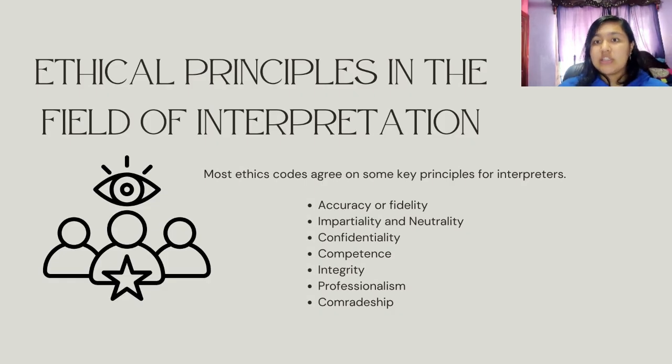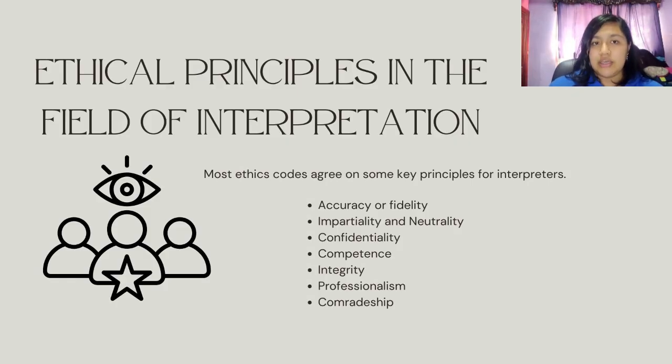Most ethics codes agree on some key principles for interpreters. The main ones are confidentiality, accuracy, and impartiality, which help ensure clear and reliable communication. Other important principles are competence, integrity, and professionalism, which remind interpreters to be prepared, act responsibly, and respect their work.